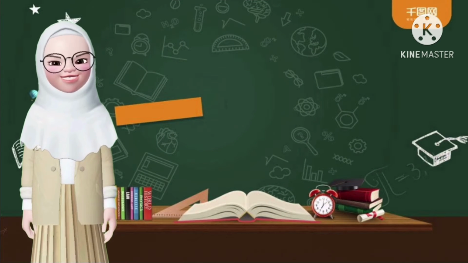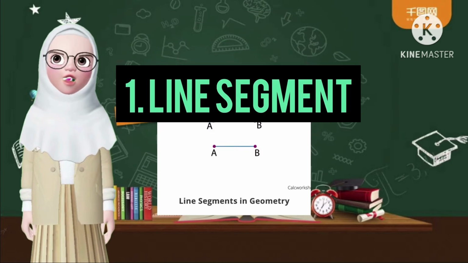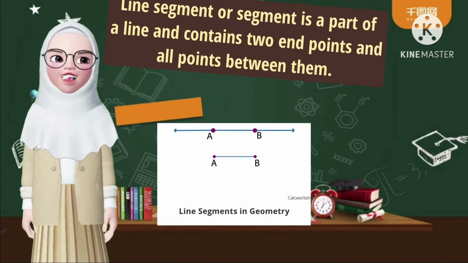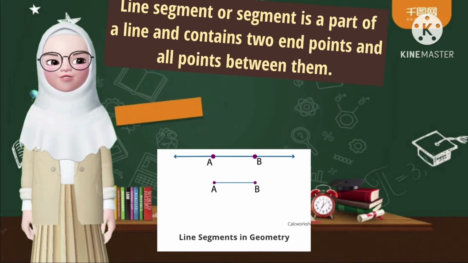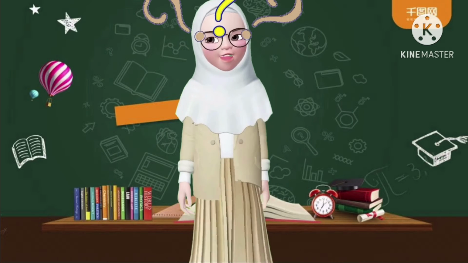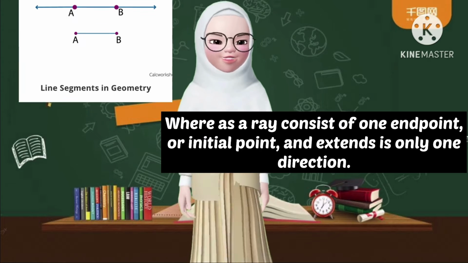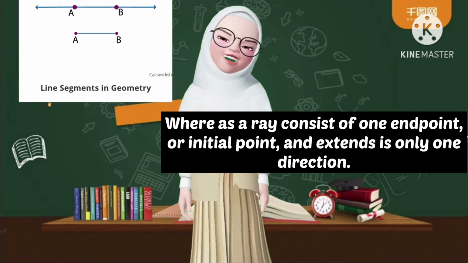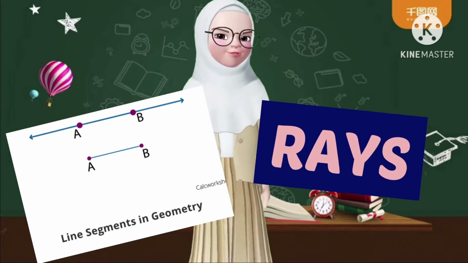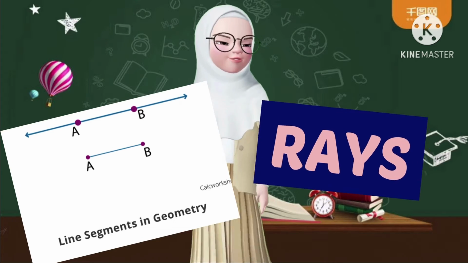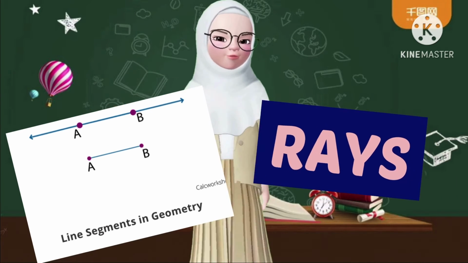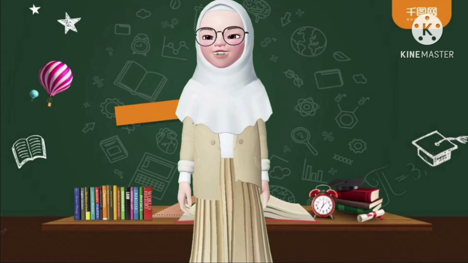Okay, my smart students. The first is line segments, or segments. What is it? A line segment is a part of a line and contains 2 endpoints and all points between them. The second is rays. What is a ray? A ray consists of one endpoint or initial point and extends in only one direction. When writing lines, planes, or segments, the order of each point is not important, but when naming rays, we must always list the endpoint first, okay? Understand, my students?